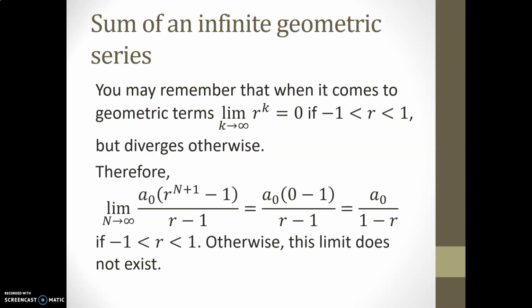So that makes things a lot easier for us, because it means that the formula we're using will only have a specific outcome for values of r that are between -1 and 1, in which case r to the N plus 1 will go to 0. So our formula will simply reduce to a0 over 1 minus r. In every other case, so when r is bigger than 1 or when r is smaller than or equal to -1, the limit will simply not exist.